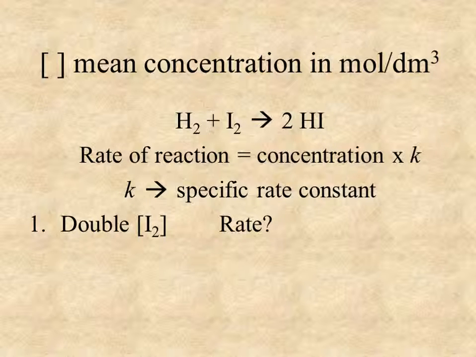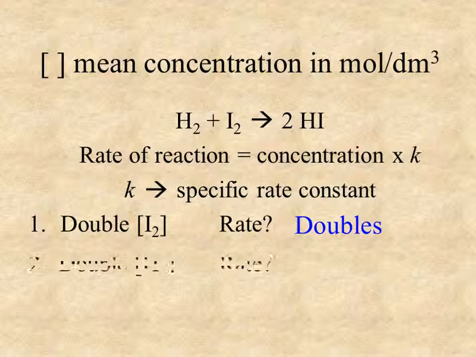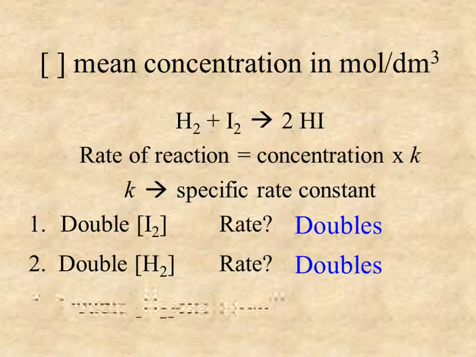So if we consider, seeing that we have a 1-to-1 mole ratio of hydrogen to iodine, if we were to double one of those two quantities, in this case the iodine, that would mean that it's twice as likely that hydrogen is going to have an effective collision, and therefore the rate we would expect to double. If instead we doubled the hydrogen, again, iodine now is twice as likely to have an effective collision with the hydrogen, so therefore we would expect the overall rate to double.